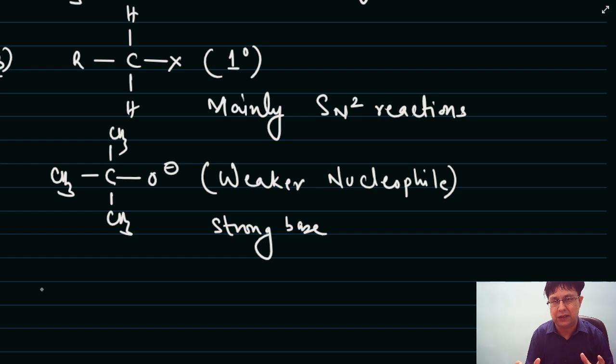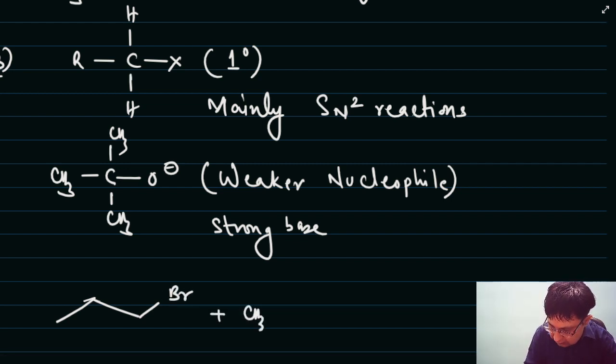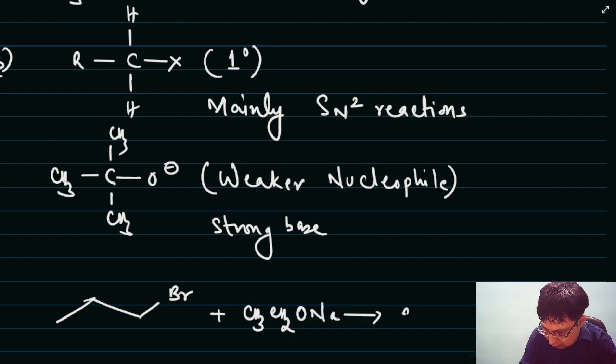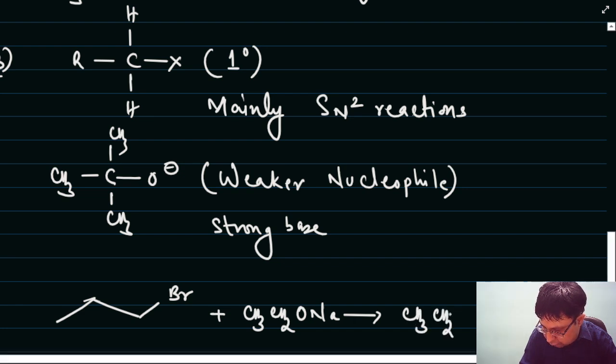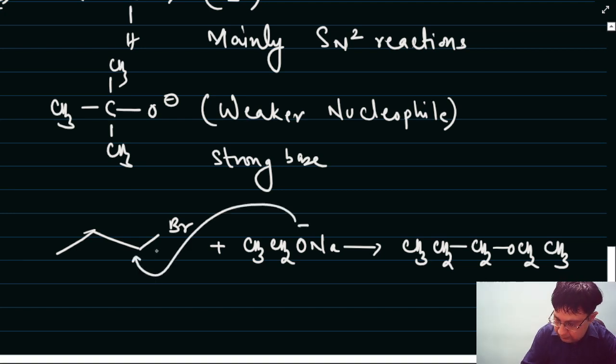I am presuming that you are very well aware of what is SN1, SN2, what is E1 and E2 mechanism over here. So for example, if I am having a 1 degree halide, 1 bromopropane, and I am reacting it with CH3CH2ONa, that is sodium ethoxide, so what is going to happen in this case? It is forming the substitution product over here, और substitution product कौन से mechanism से मिलेगा? It will be forming the substitution product by the SN2 mechanism over here.